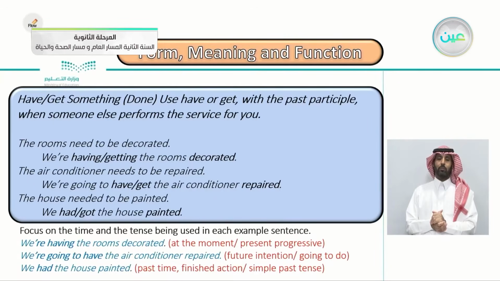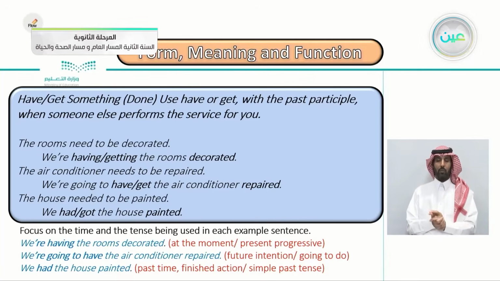So continuing here, focus on the time and the tense being used in each example. We're having the rooms decorated at the moment. Having, this is present progressive, at the moment. It means now. We're having now.